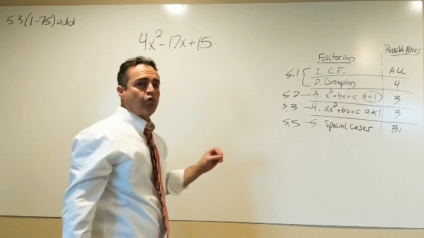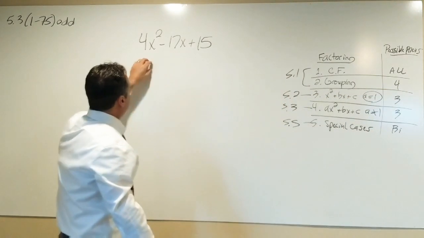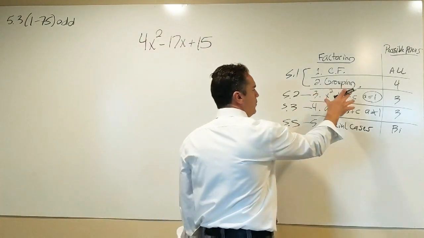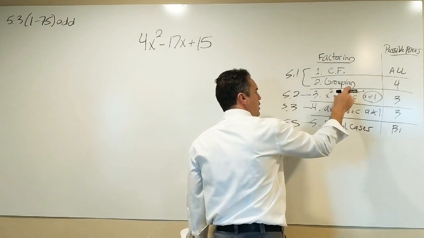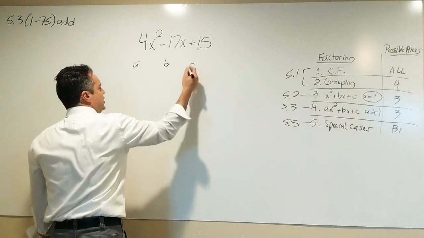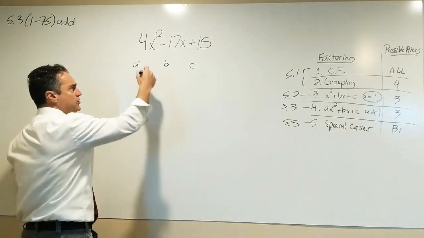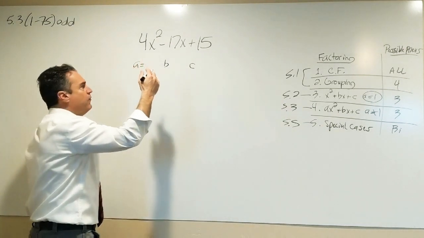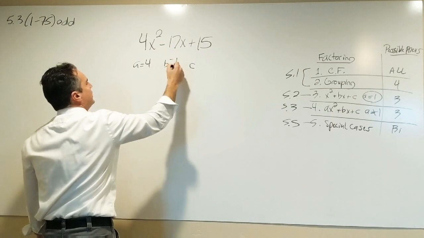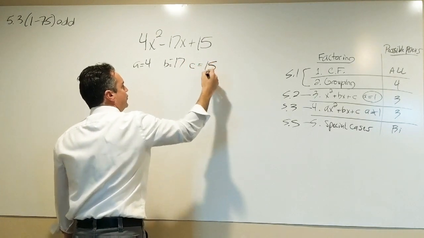Factoring by grouping. Is factoring by grouping possible? I have to have 4 terms. I have 1, 2, 3 terms up here, so factoring by grouping is not possible. I have a trinomial. Which method am I going to use, 3 or 4? Well, that depends on what a equals. If you remember, a, b, and c are the coefficients, or the big numbers, of each term. Do you guys know what a equals in this one? 4. Good job, Jordan. Do you know what b equals? Negative 17. Good job. Way to catch yourselves. And what does c equal? 15. Good job.